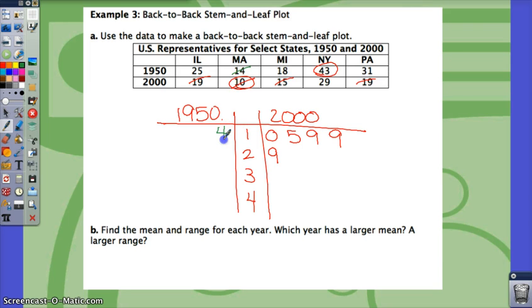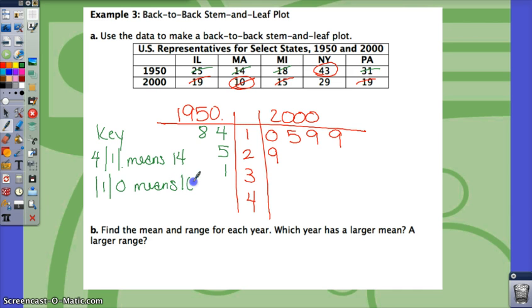So the 4 goes closer, then the 8. It builds out. Then 25, then 31. We need two keys here, so we're going to have a key for both sides. If you have the 4 and then the 1, this means, remember 1's the stem, 14. If you have the stem first and put both lines on there, and then a number, this means 10. So you're reading it both sides.